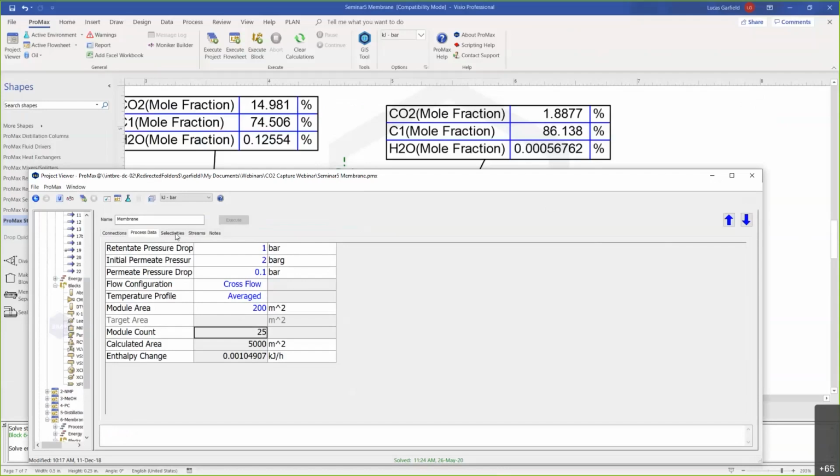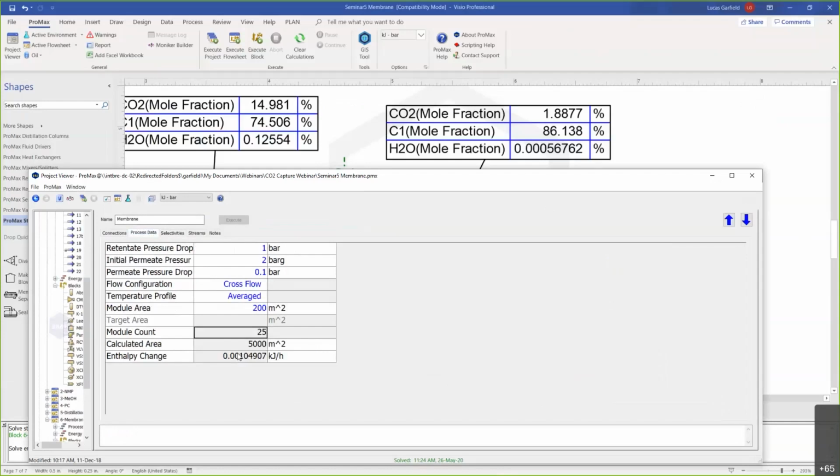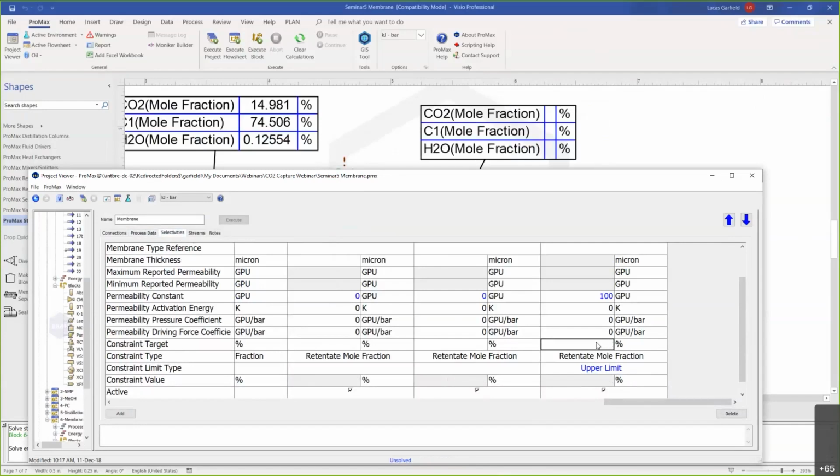Now, one question you might be asking is, this is kind of a design case, right? I've said, tell me how many modules I need. But what if you have an existing installation where you have, say, 20 modules and you want to know what the performance would be? Well, in that case, you can go to selectivities, and if you just delete that constraint, you can go back to the process data tab.